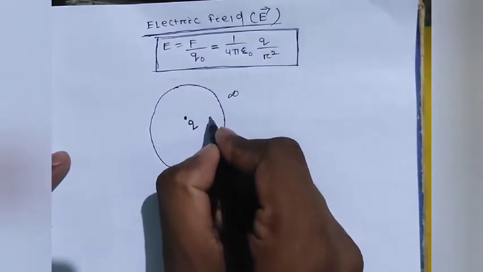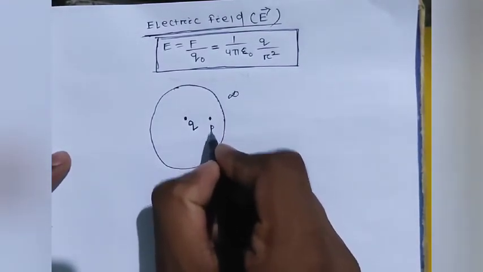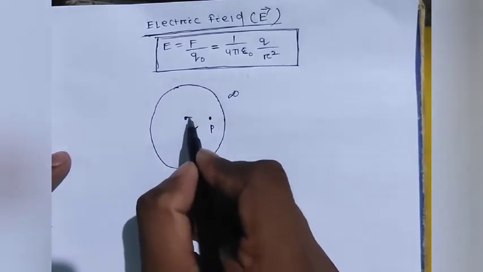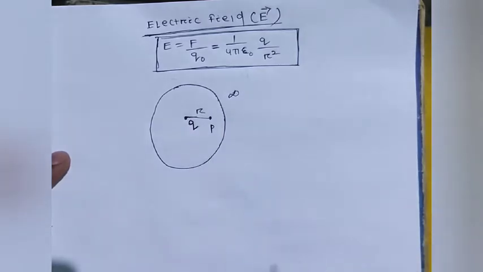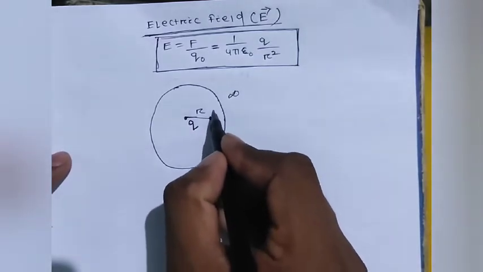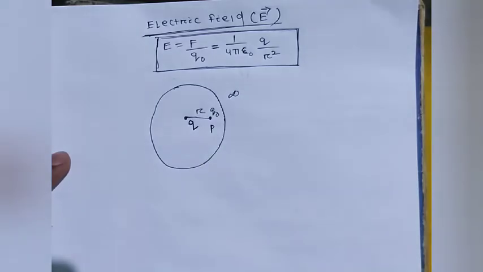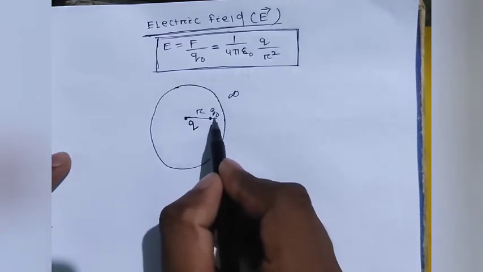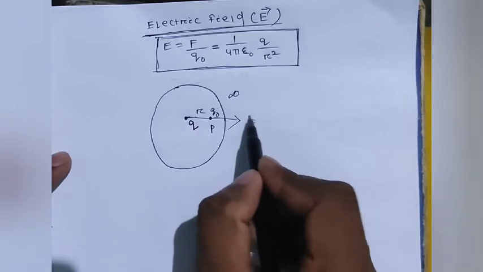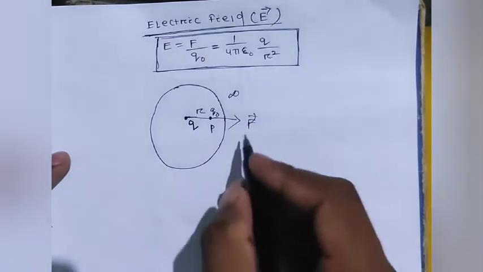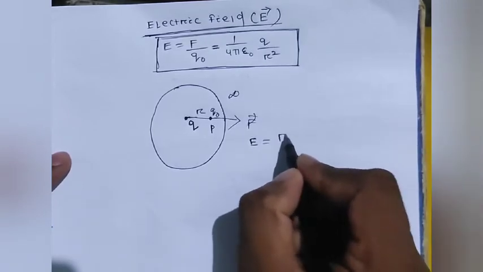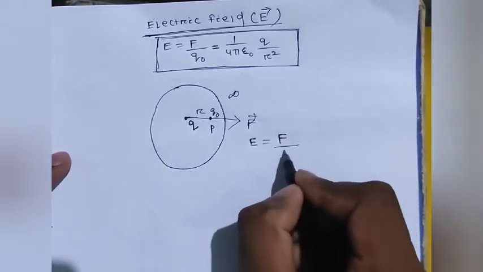Suppose this is the point where I want to calculate the electric field due to this point charge Q, which is situated at a distance r. Now I will put a test charge Q0 at this point. Then the electric field due to this point charge will exert a force on this test charge along this direction. Mathematically, electric field is defined as the force experienced by a test charge divided by the test charge.